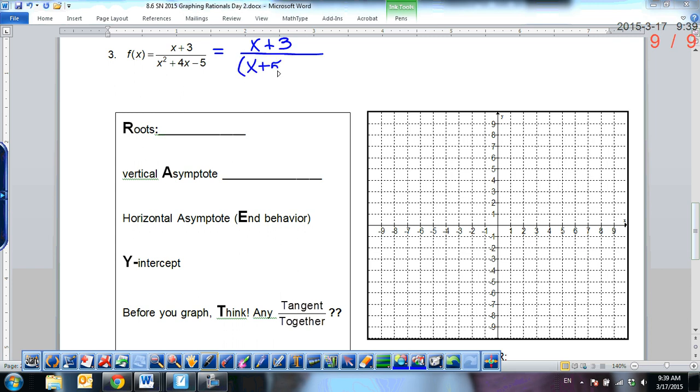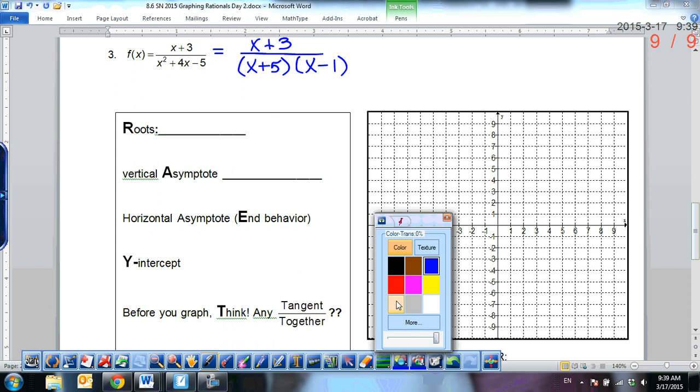Good. X plus 5 times x minus 1. Now, sometimes we're going to want to use the non-factored version, and sometimes we're going to want to use the factored version. It just depends on what we're trying to find. Okay? So you want to make sure you're paying attention to both versions. All right. How do we find our roots?